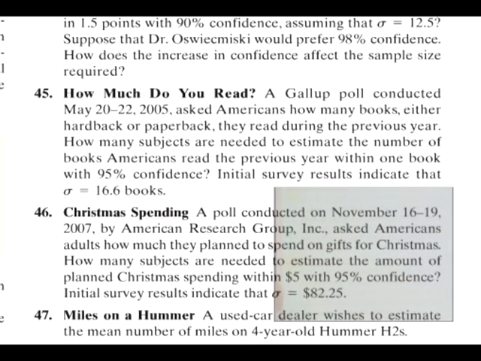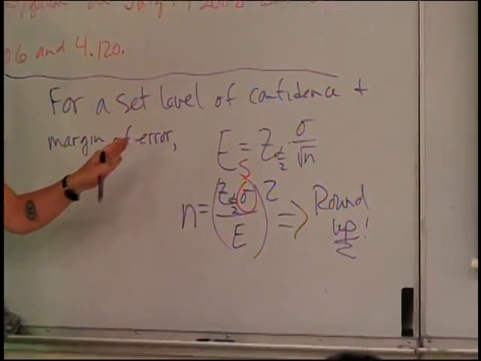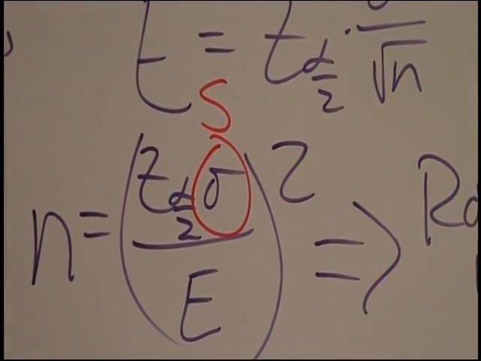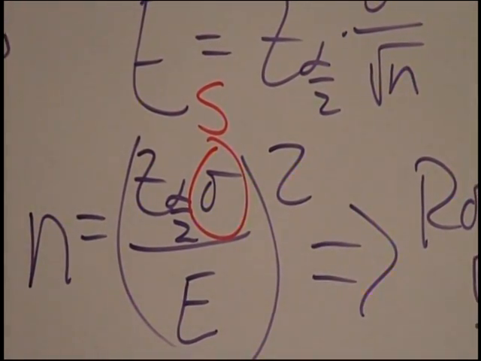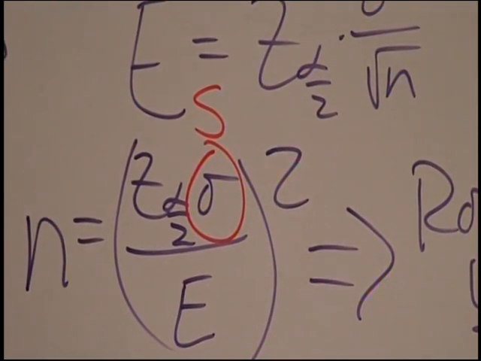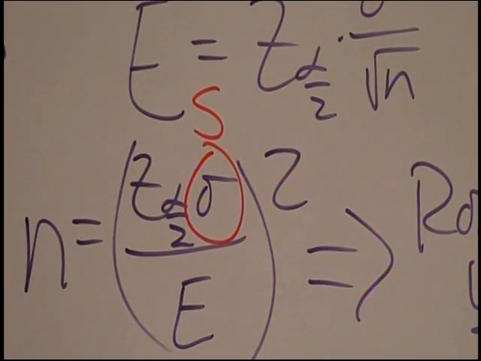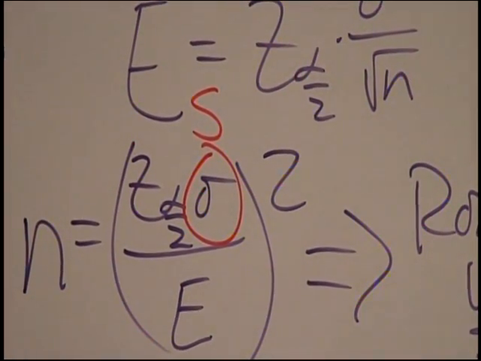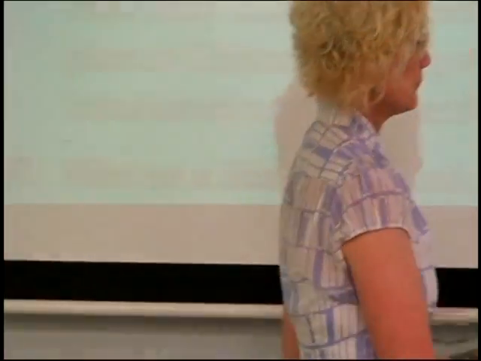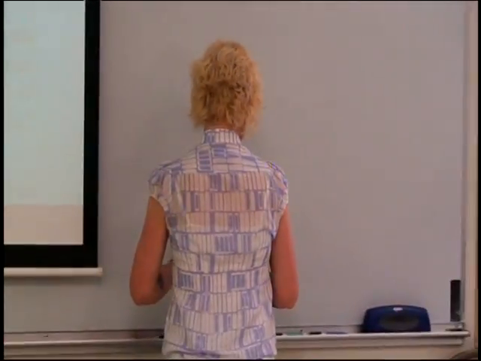Oh, another thing is, if you don't have sigma, you can use S. And that's probably the only formula where those two can be used interchangeably. It's pretty rigid which formulas you use when you have sigma, which you use when you have S. Okay. So, sample size needed.